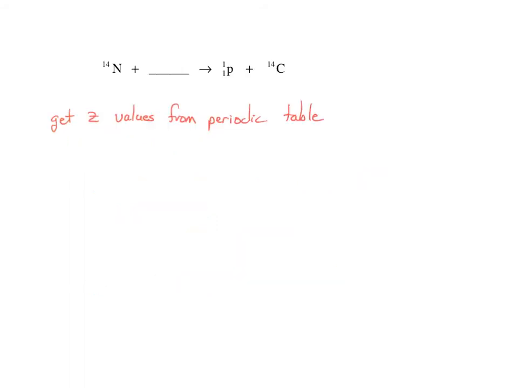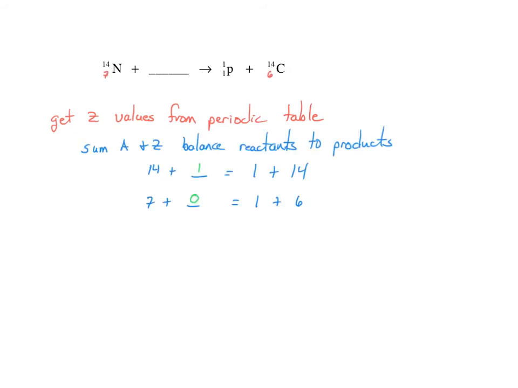Here we have a slightly different type of nuclear reaction. Particle capture, i.e. the particle that is involved in the nuclear reaction is part of the reactants. Same method as before. First, we're going to determine our Z values, these preceding subscripts, from the periodic table. So now we apply our rule where the sum of the mass numbers and the atomic number has to balance reactants to products. So in the superscripts, we have 14 plus some unknown value is going to equal 1 plus 14. So our unknown value here is 1.